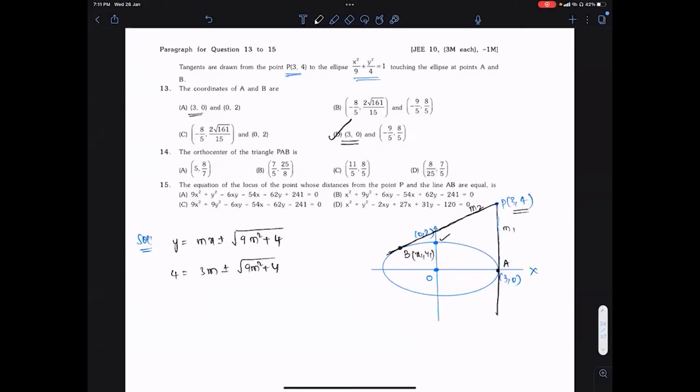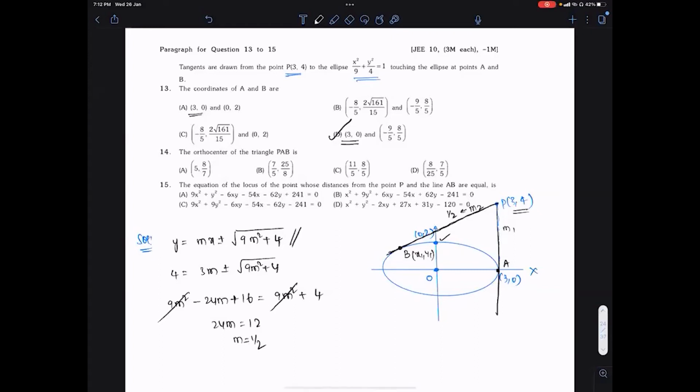Take the left side and square. You'll get 9m square minus 8 3 is 24m plus 16 equals 9m square plus 4. So one slope is undefined anyway. Now the other slope will be: 24m equals 12, m equals 1 by 2. So this tangent line's slope is 1 by 2.